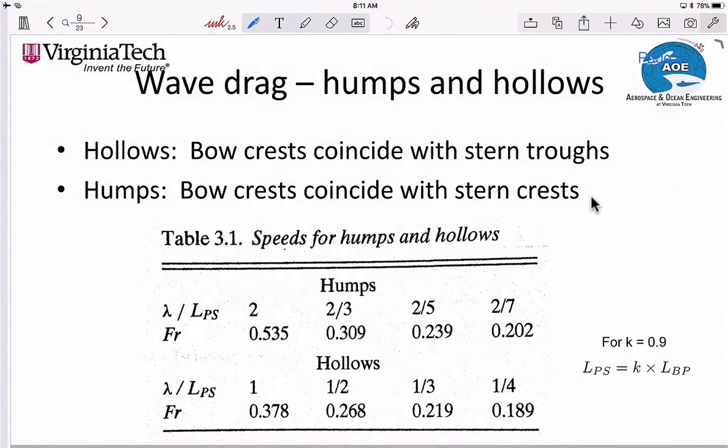So typically, the hollows occur when the bow crests coincide with the stern troughs, and the humps occur when the bow crests coincide with the stern crest. It's a superposition of the waves, and you get an increase in drag. Okay, so here's a table that shows at what speeds and Froude numbers the humps and hollows occur. And it has to do, again, with the superposition of the waves.